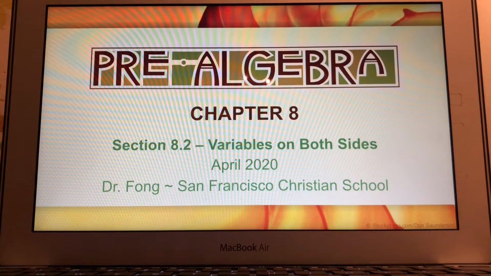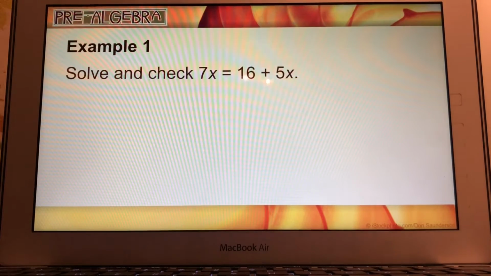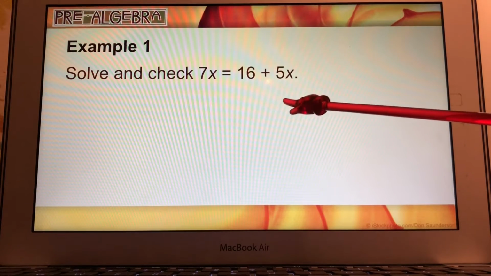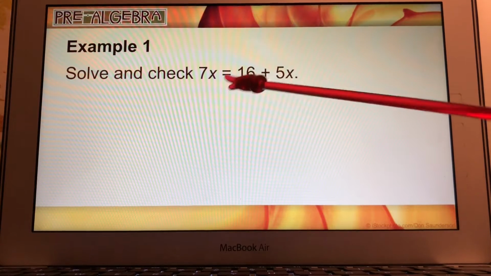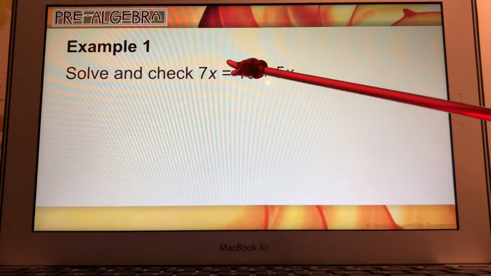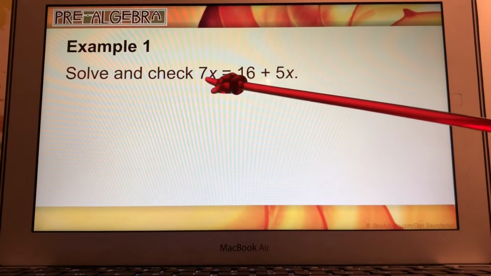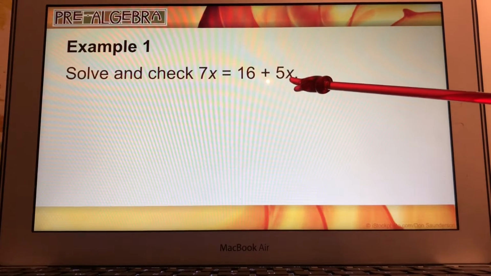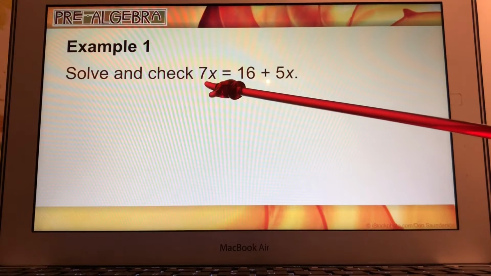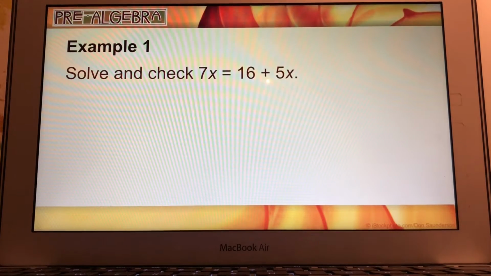Now we get to continue and jump right into section 2, variables on both sides. As we had examples earlier in section 1, we had to combine like terms, and now we're going to see the variable on both sides of the fence, the equal sign right here. So we have to figure out, okay, we've got to move the variable all to the same side of the equal sign, same side of the fence.